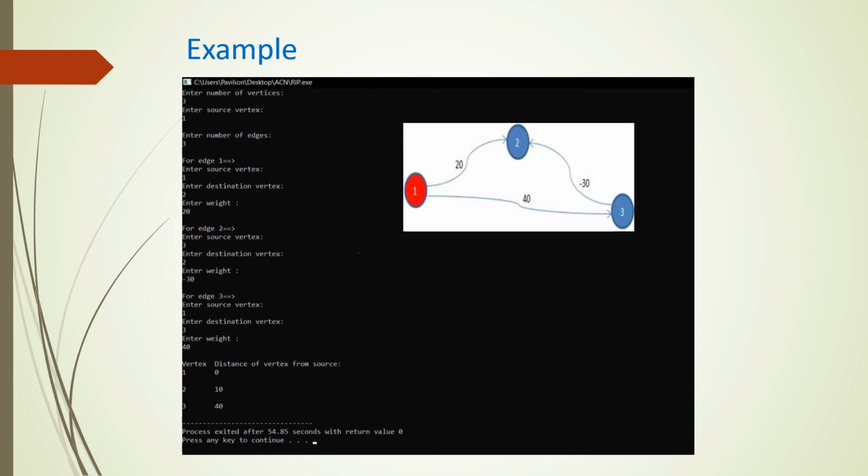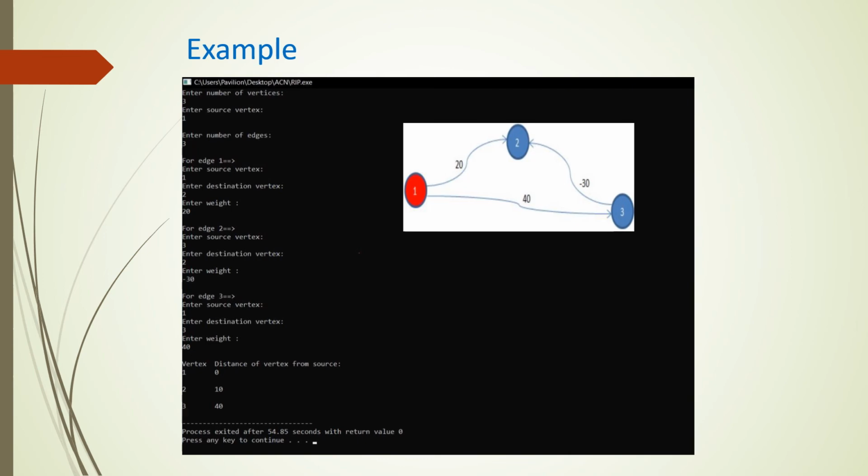So let me start with an example. So there's a graph given, and the source vertex is 1, and the rest 2 are the vertices that we need to find their shortest distance. So we'll take the number of vertices as 3, the source vertex is 1, and there are 3 edges present. As you can see, it's a directed graph having the weights on the edges.